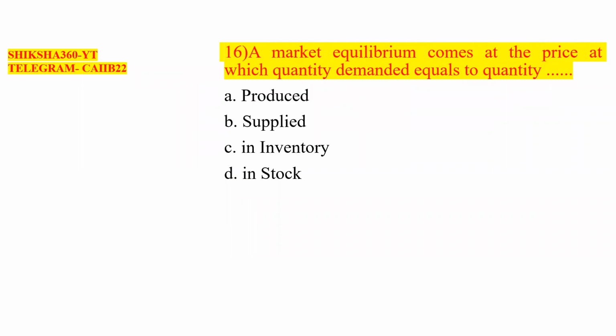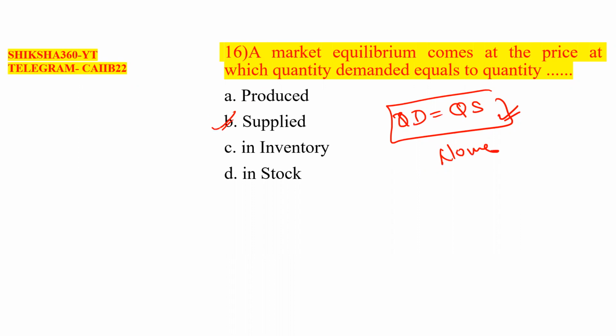Now move towards question number 16. A market equilibrium comes at the price at which quantity demanded is equal to quantity supplied, not quantity held in inventory or in stock. We have already done a numerical discussion on that also. So option number B is the answer.